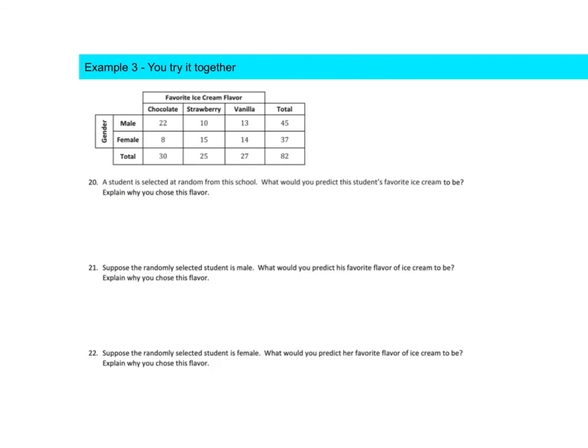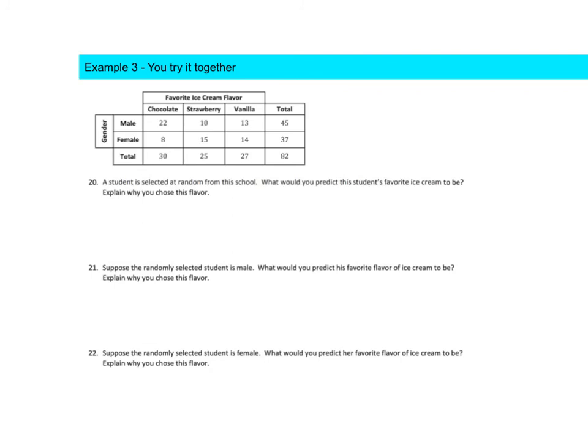All right, with your breakout groups, I'm going to send you to go answer these 3 questions. 20 says a student is selected at random from the school. What would you predict the student's favorite ice cream to be? Explain why you chose this. 21 says, suppose the random student is a male. Now what would you predict his favorite flavor to be? And explain. And then number 22 says, suppose the randomly selected student is a female. What would you predict their favorite flavor to be? Okay, I'm going to send you to breakout rooms for about 2 minutes. I want you to come up with 3 answers here, and then we'll go over them together when you return.